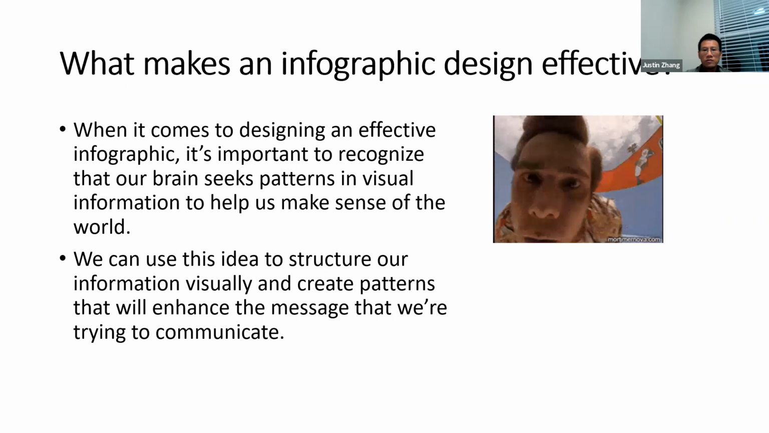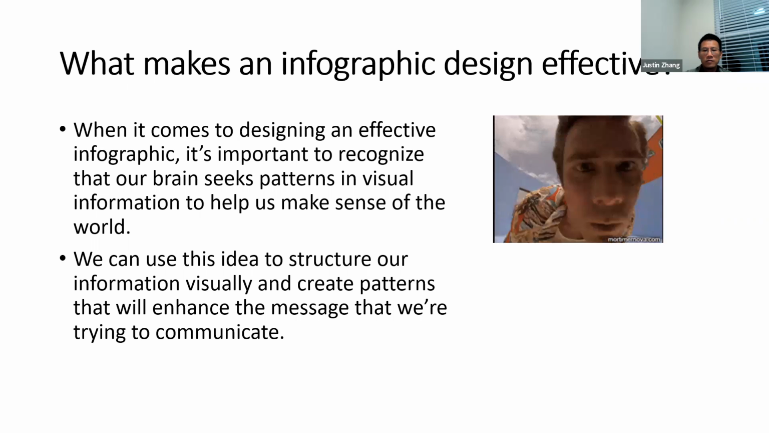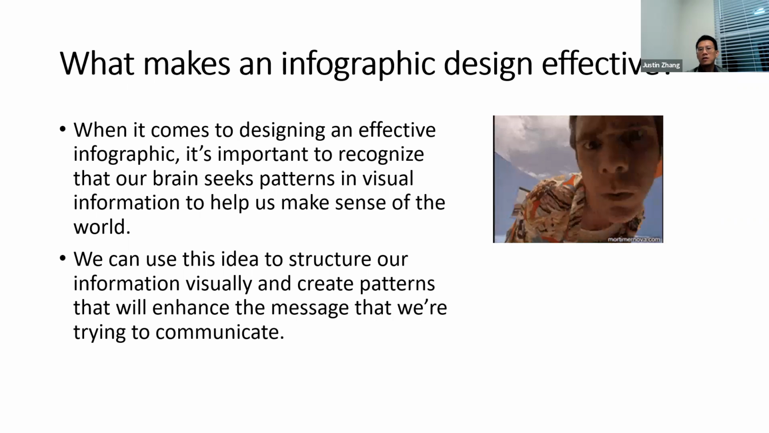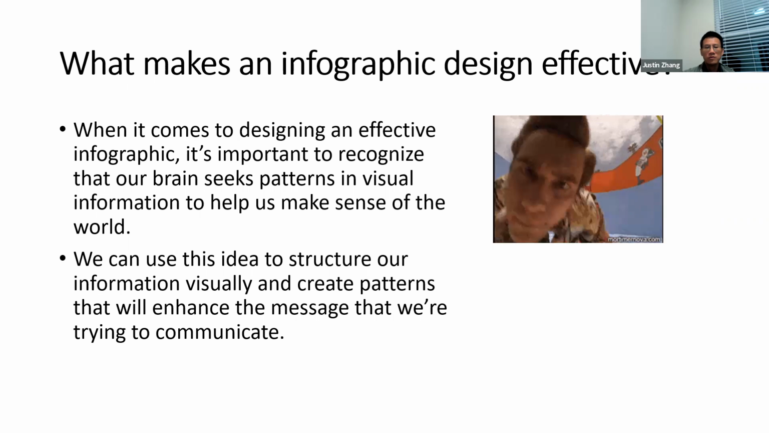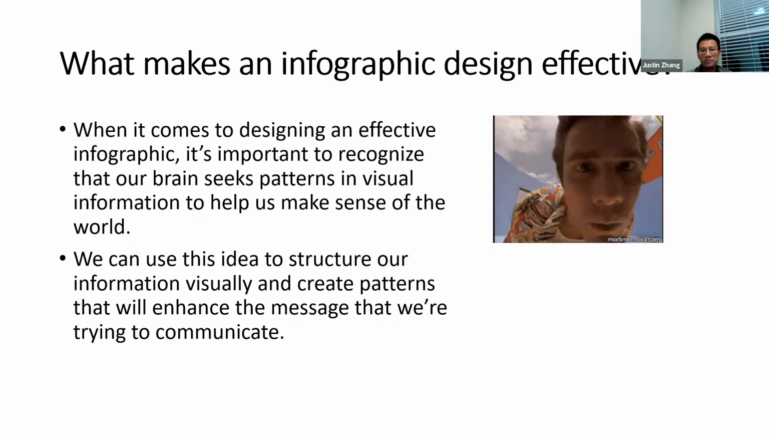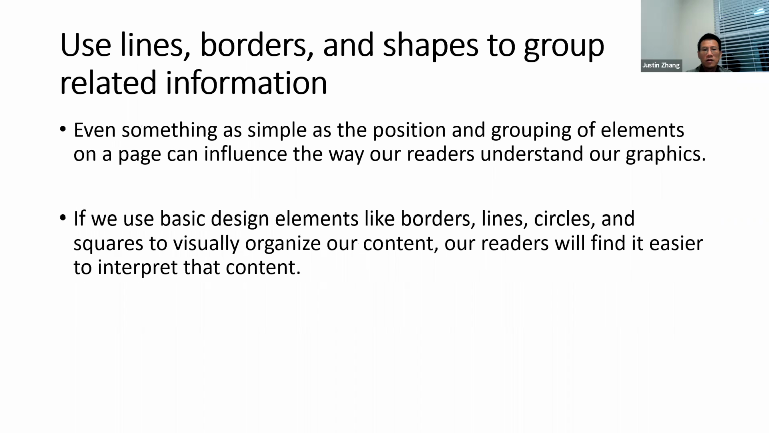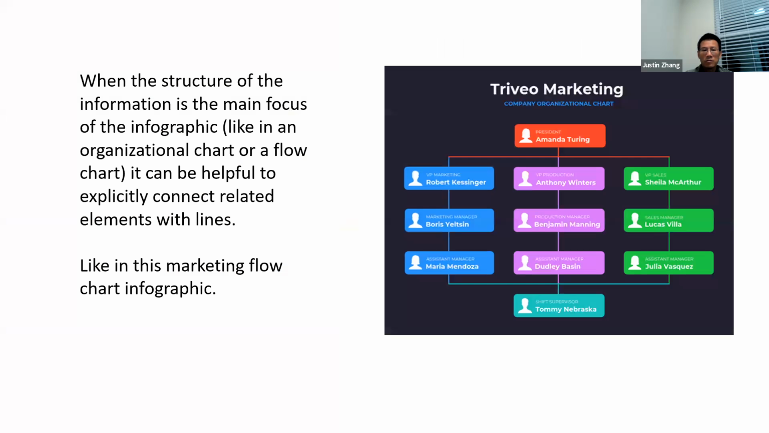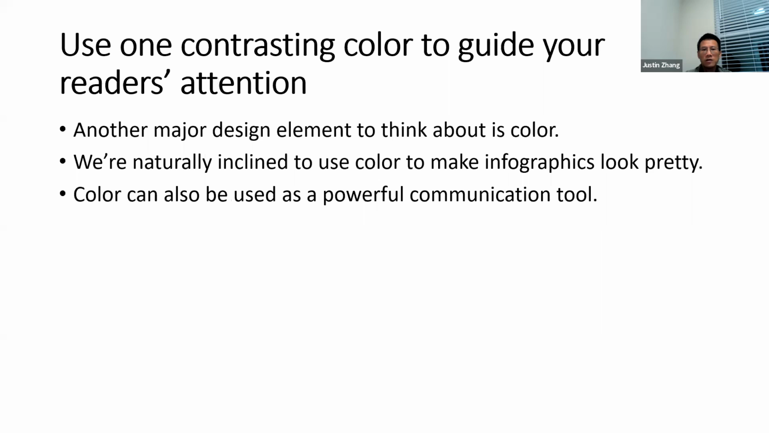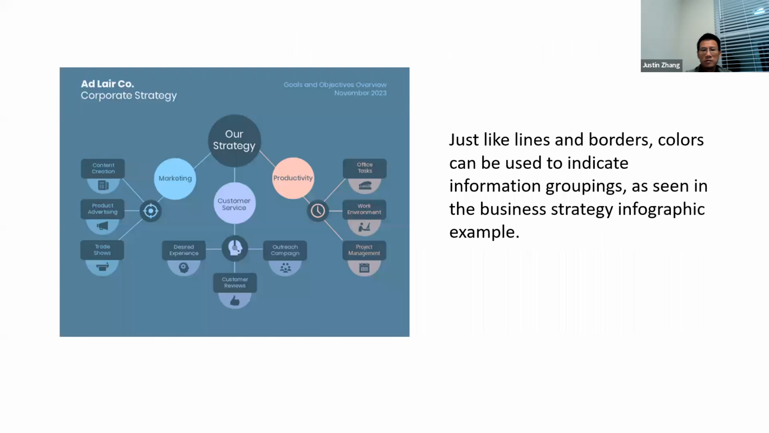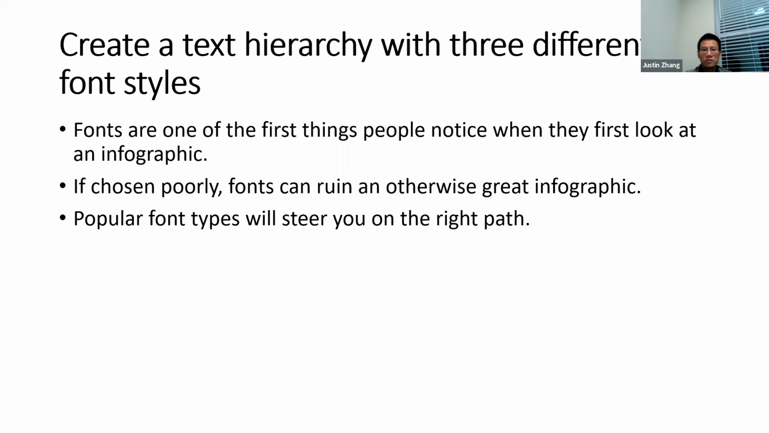So how to make an infographic design effective? We have talked about many design principles. They can be used again here in infographic design. Lines, borders, shapes can be used. Some examples: contrasting colors can be used to guide your reader's attention. And use a text hierarchy with 3 different font styles.